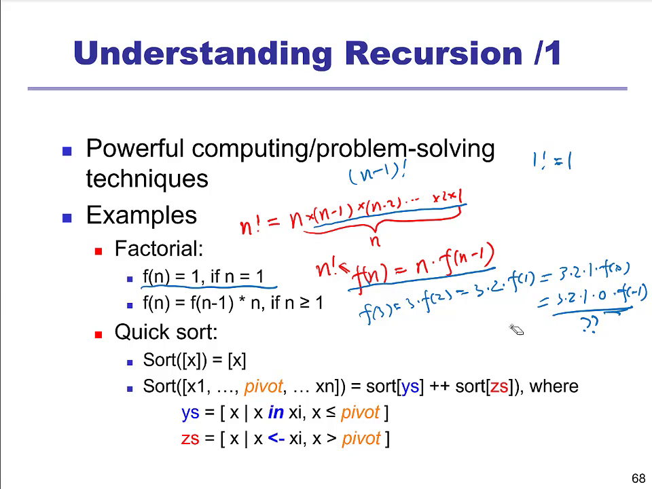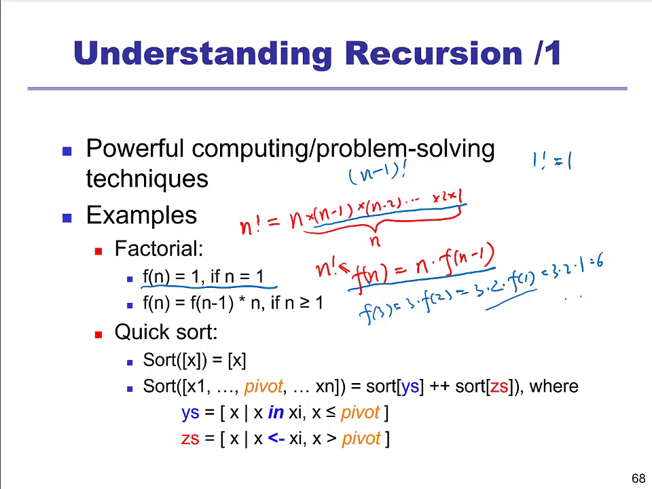Then we know that we actually can stop here, and we don't need these two parts. Okay, they're incorrect. And we know here should be 3 times 2 times 1, which is 6.